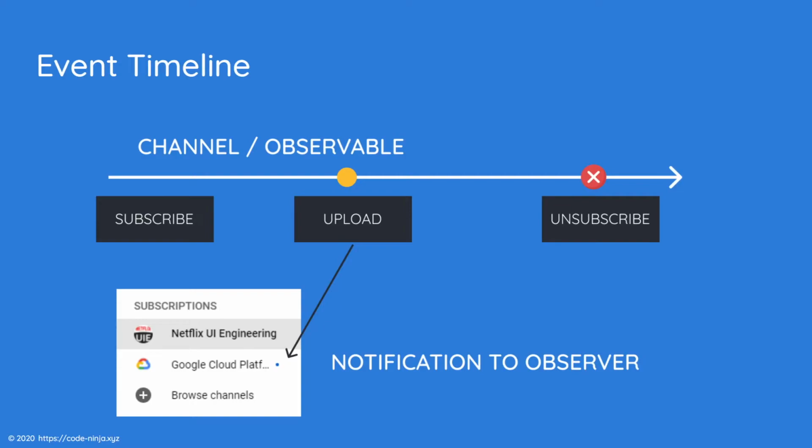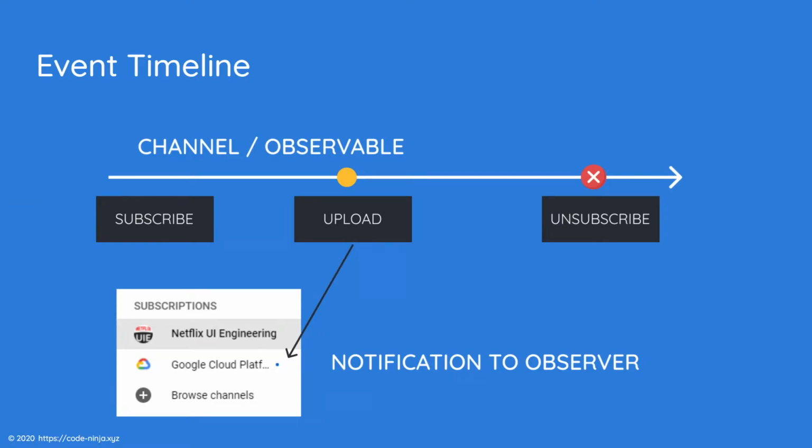I do want to mention here that observables are lazy by nature. So they do not emit any events if there is no observer who's subscribed to it. This is a bit of a deviation from our analogy, because you can have a YouTube channel with 0 subscribers and still have events on the channel.